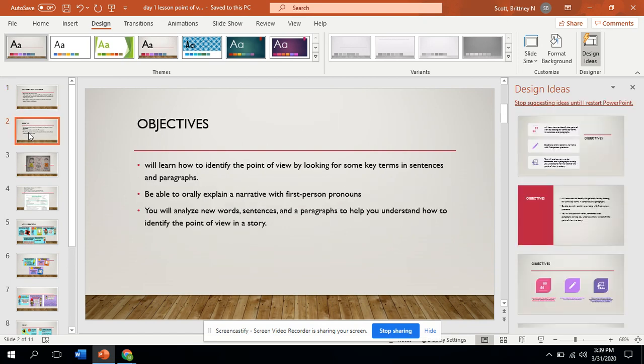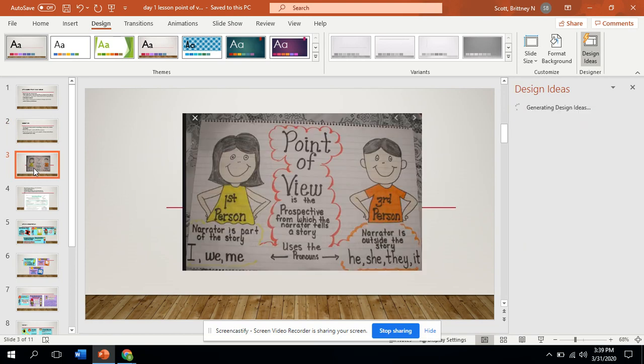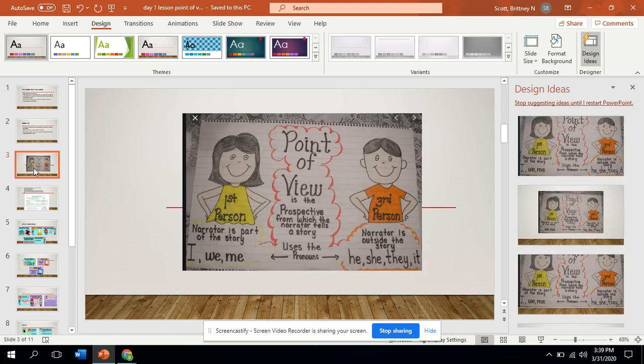So with the objectives today, we will learn how to identify the point of view by looking for some key terms in sentences and paragraphs, be able to orally explain the narrative with the first person pronouns, and then you will analyze new words, sentences, and paragraphs to help you understand how to identify the point of view in the story. So let's check out this anchor chart.